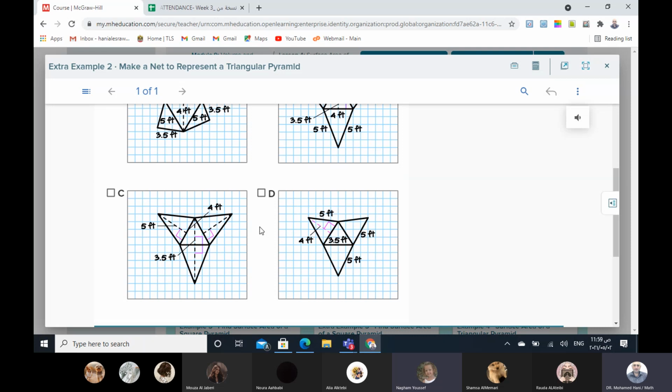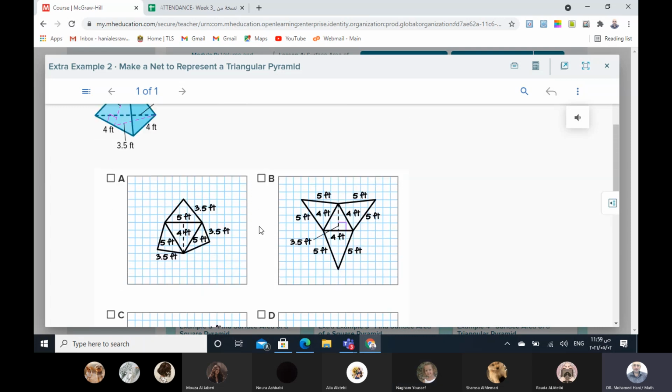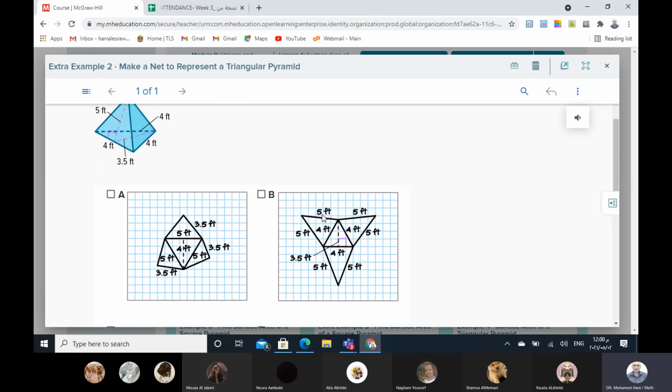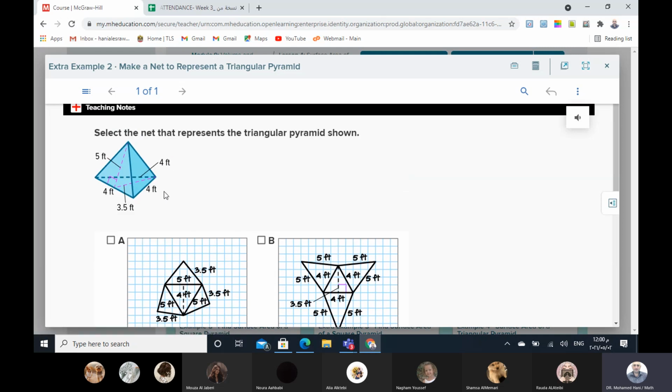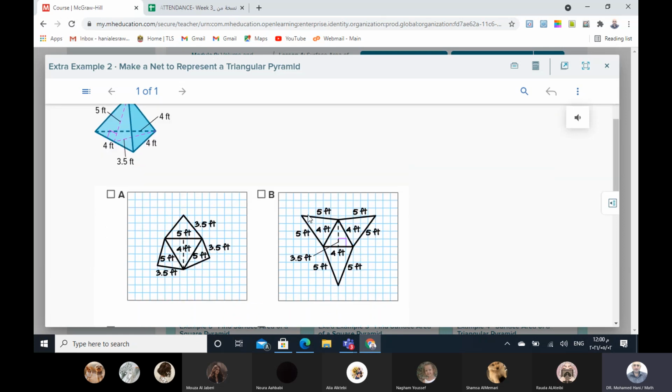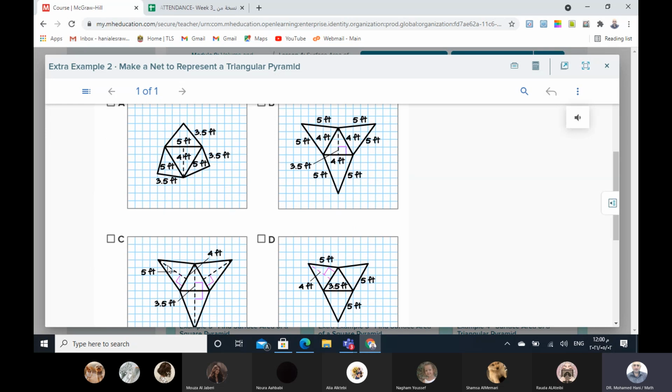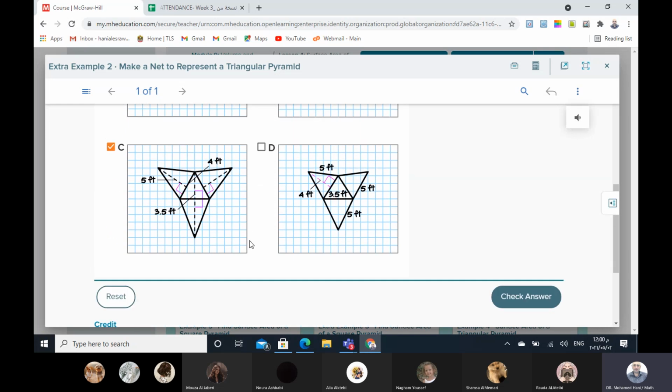B. If you choose B, here the side is 5, but in the pyramid, I don't know the side. I know just what? The slant. The slant will be 5. Here we have the side, here we have the slant, as you see. So this is the correct one.